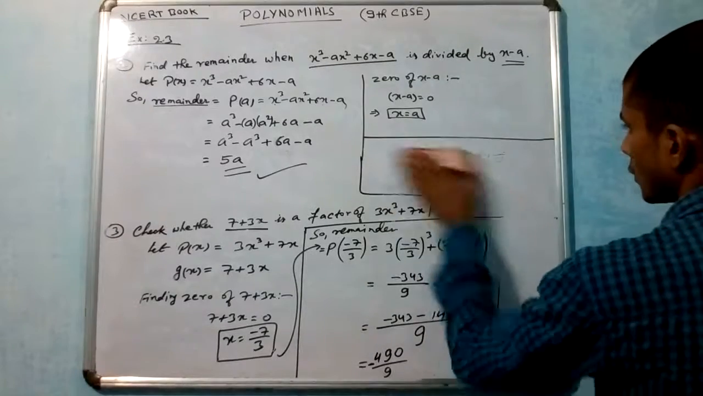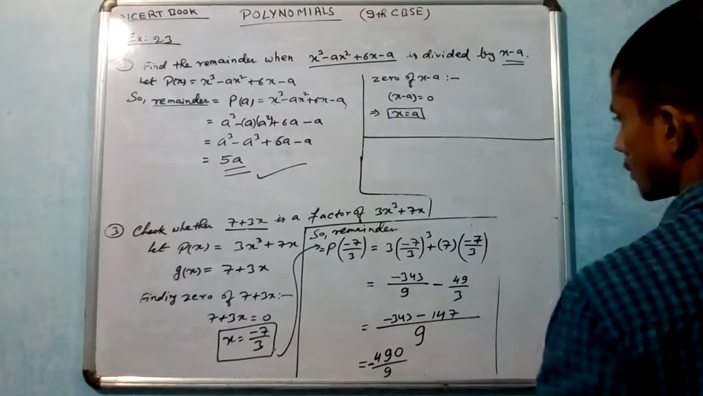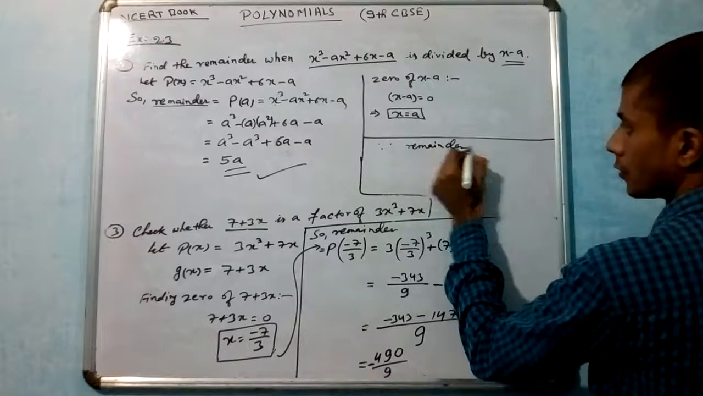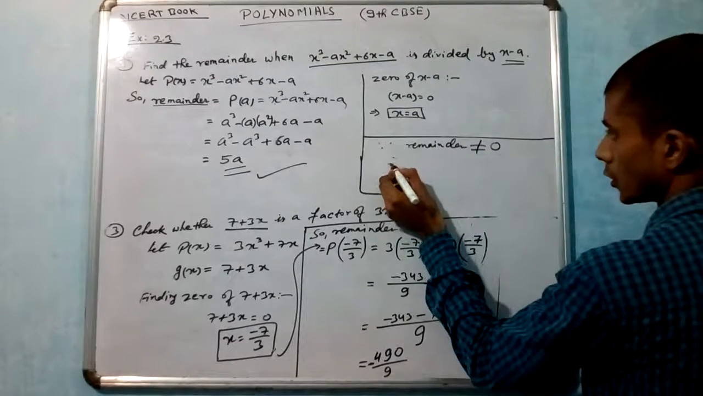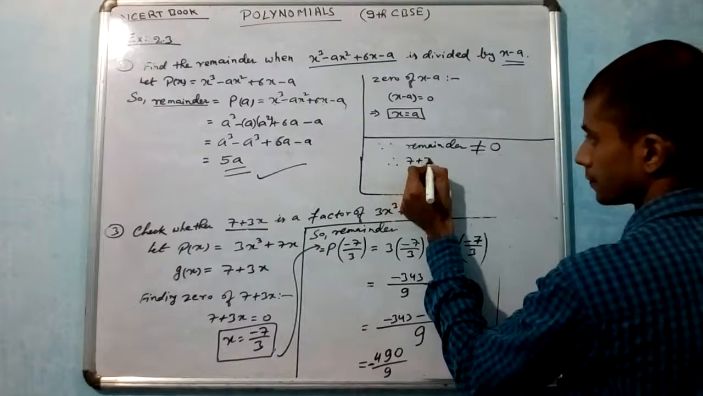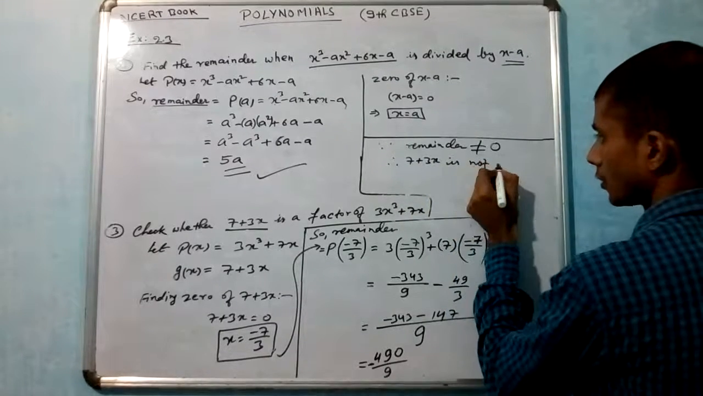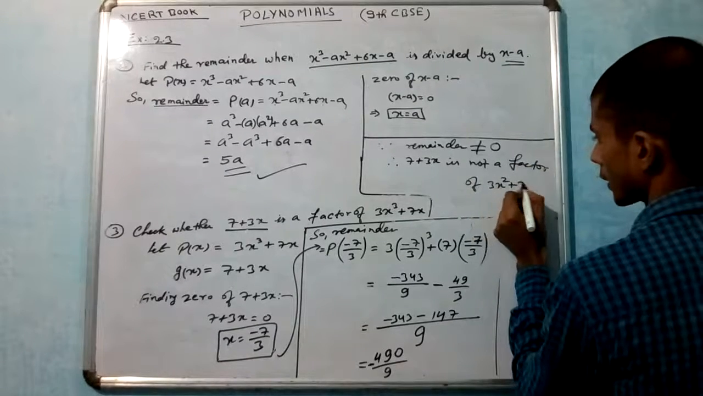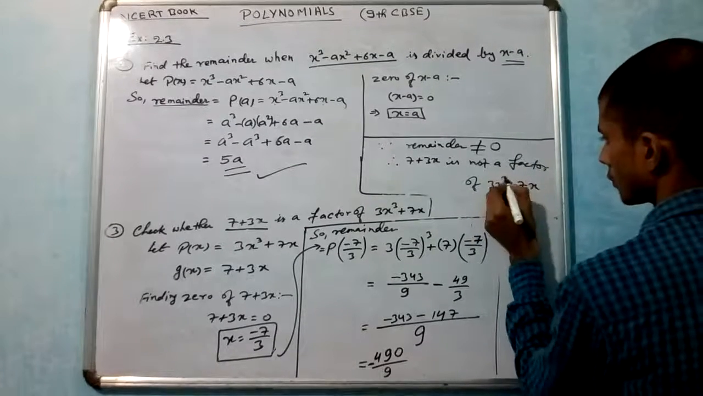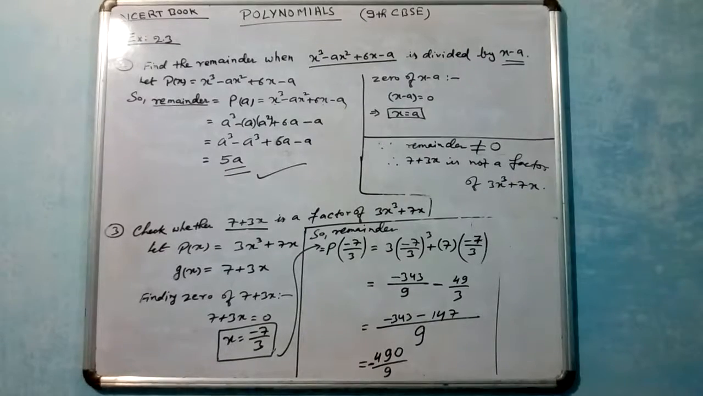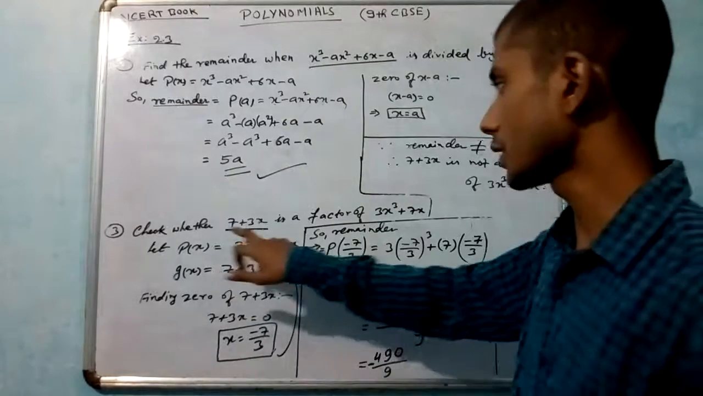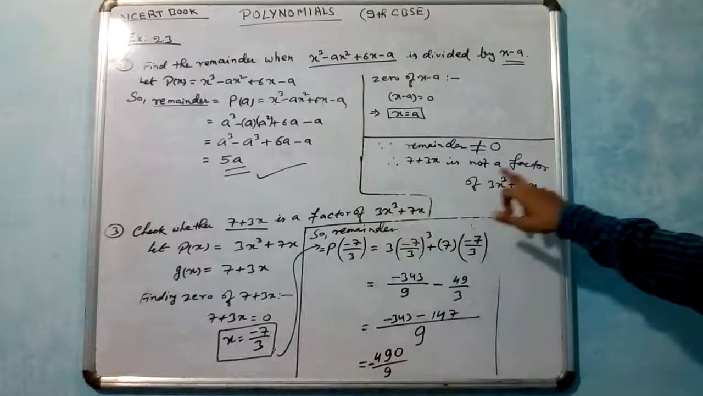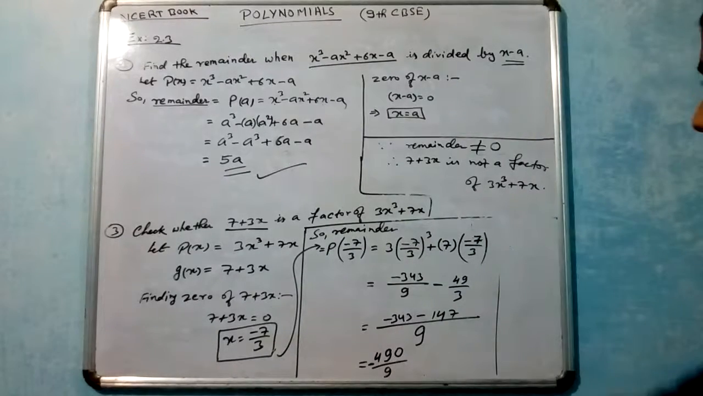Like this we will write next. Since the remainder is not equal to 0, therefore 7 plus 3x is not a factor of 3x cube plus 7x. The question was check whether this is a factor of this or not. So no, this is not a factor of this, because the remainder did not come 0.